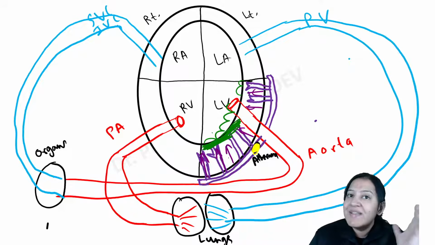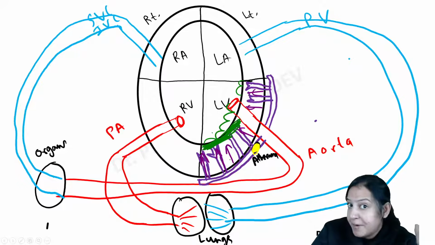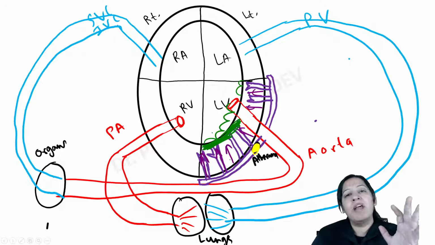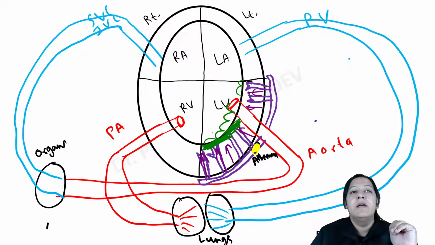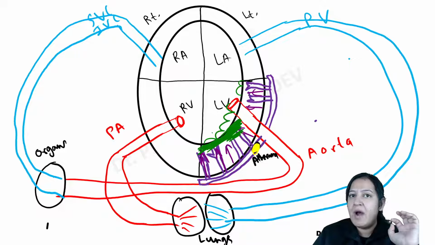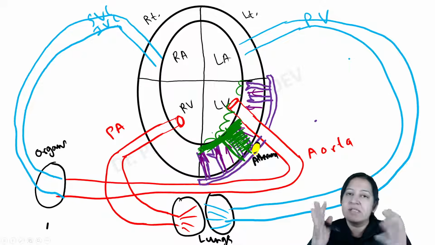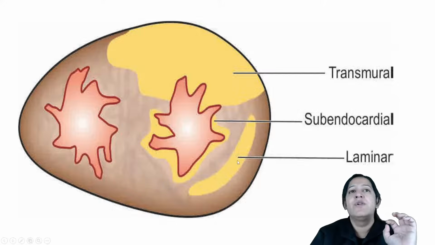So this area is known as subendocardial. This infarction is subendocardial. Sub means below, endocardial means of the endocardium. It is below the endocardium, the subendocardial region. So it is in the myocardium but just below the endocardium. And if the obstruction continues, it will expand and involve the full thickness. The second type of infarct is transmural. So transmural is full thickness.